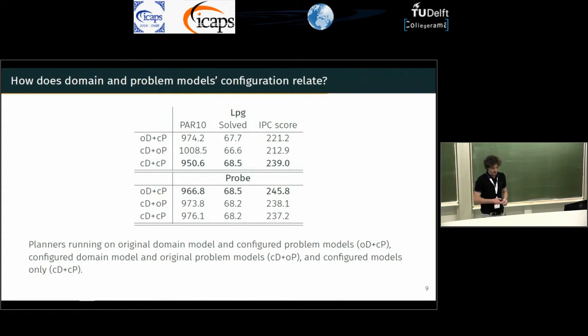And the other interesting fact that we can extract from this table is that if you observe the performance of the first two rows, you see that, at least for these two planners, the configuration of the problem models, the first line, leads to better performance than the configuration of the domain model. So despite the fact that you have less to configure, and so less degrees of freedom, the problem model seems to be more important for domain-independent planners than the domain model. That was quite counterintuitive for me.